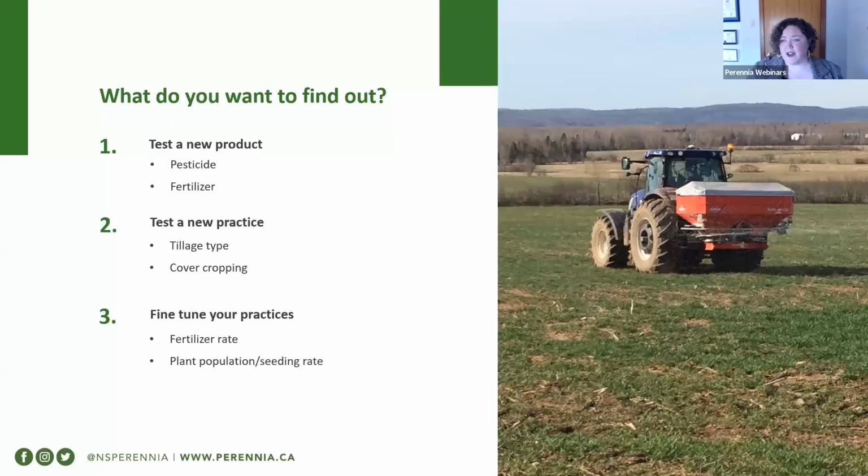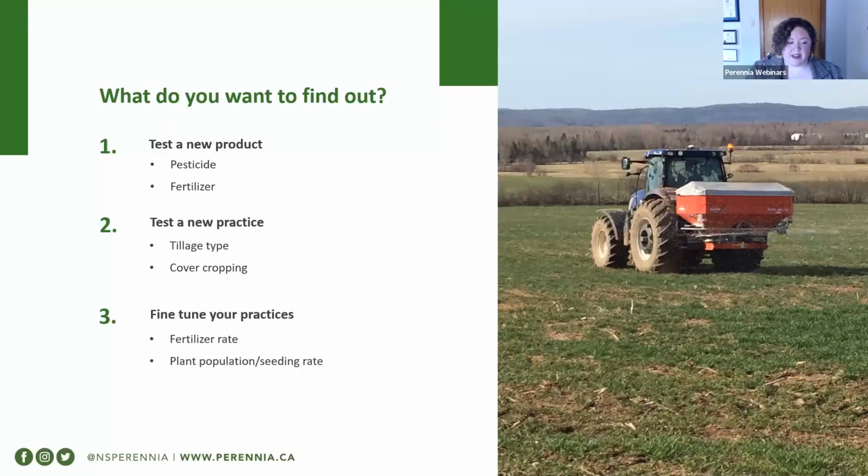It could be testing a new practice. So maybe a new tillage type, if you're looking at going from a more conventional tillage system, maybe doing strip till or something like that. This could be a way to look at it. Or if you're interested in integrating cover cropping into your practice. It's also a way to fine tune the practices that you're already doing. So that could be things like honing in on the right fertilizer rate for your field or your farm, or maybe the right plant population or seeding rate.